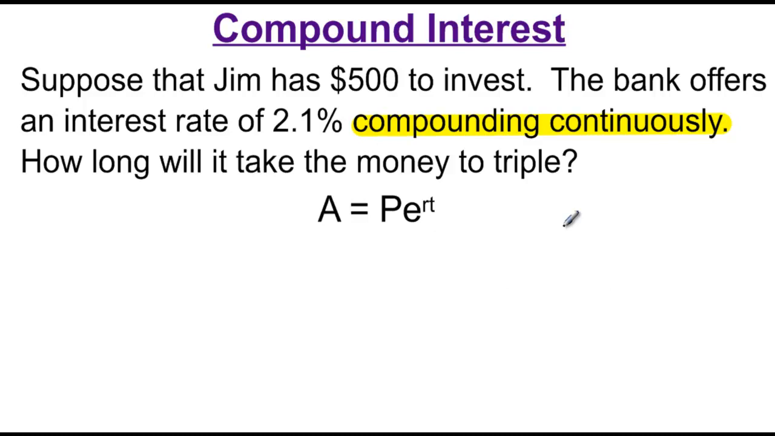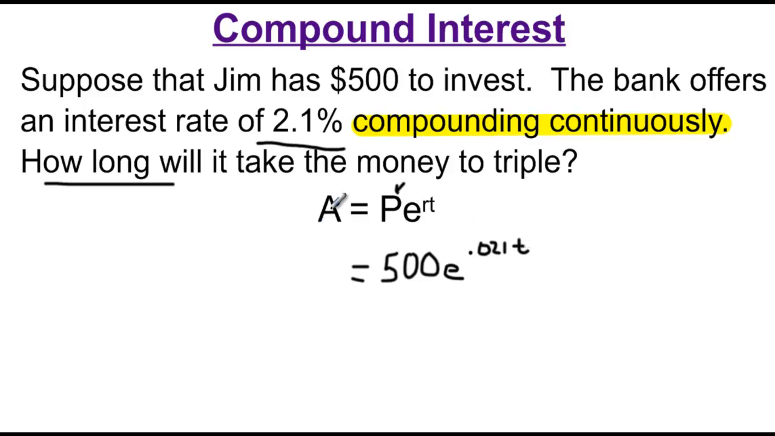Let's go ahead and fill in some of the things that we know in the equation. We know that we start with $500 to invest. That is our principal amount, so I will fill that in for the P. As we stated previously, e is a number, so I will just leave that alone. It's approximately 2.7. The r is the rate as a decimal, so we need to convert that to a decimal, which would be 0.021. And the time is the t value, and that is actually what we're looking for, how long. So I will leave that as a variable.